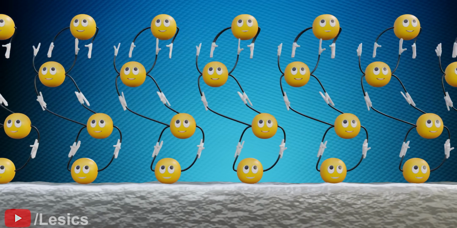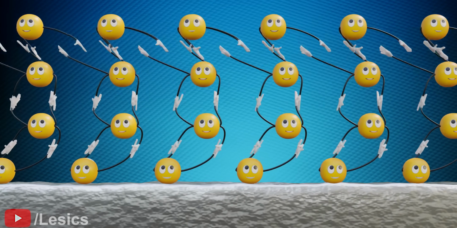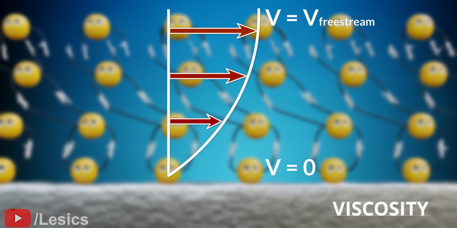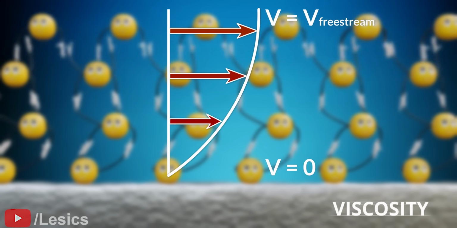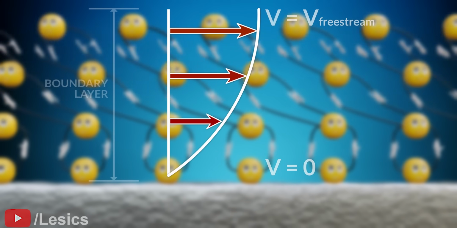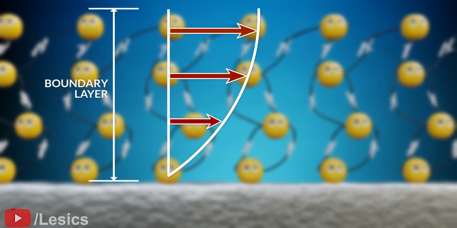This tendency of fluid particles to resist the flow of the other particles is known as viscosity. In this way, you can clearly observe a velocity variation. The region up to which this velocity variation exists is known as boundary layer region.